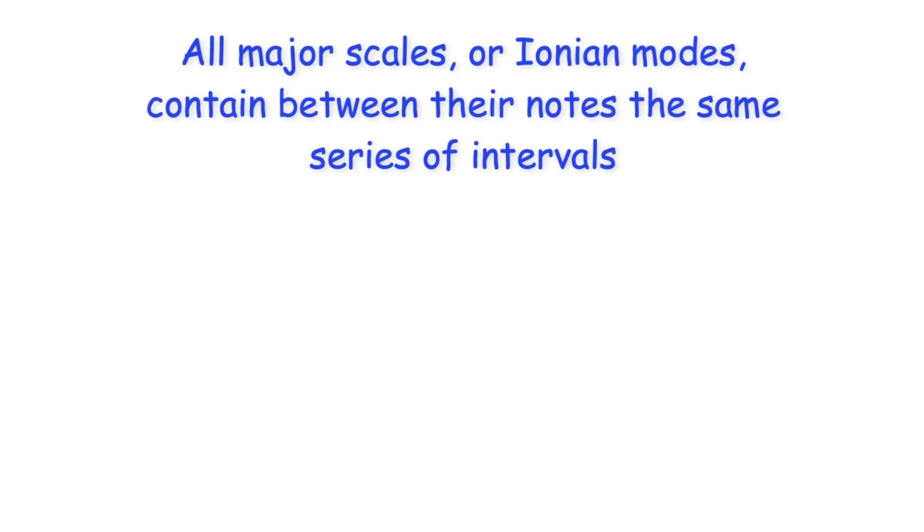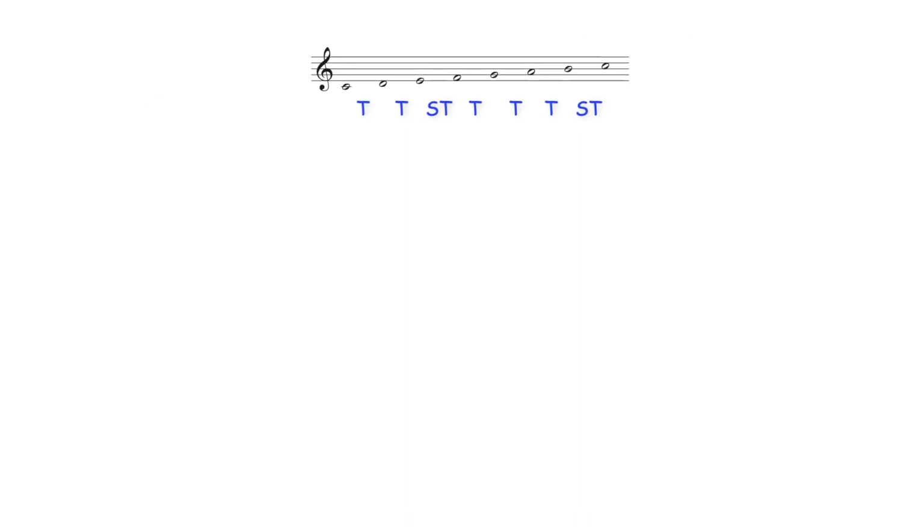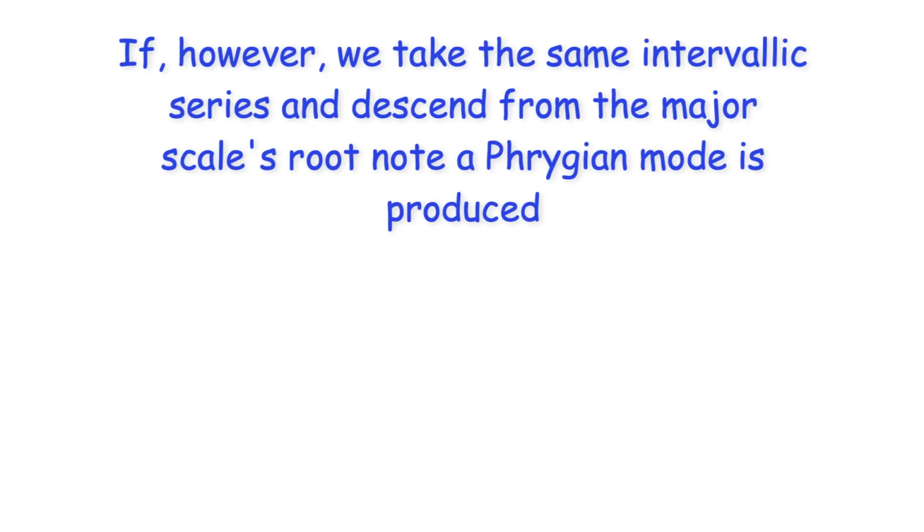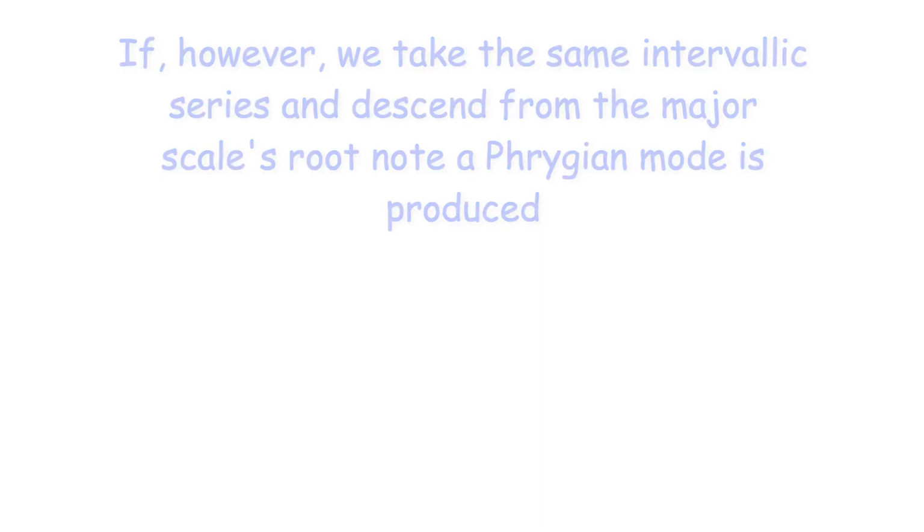All major scales or Ionian modes contain between their notes the same series of intervals. Using this intervallic series, ascending from the note C, for example, produces a C major scale, ascending from the note F produces F major, and so on. If, however, we take the same intervallic series and descend from the major scale's root note, a Phrygian mode is produced. Descending from C, for example, produces the C Phrygian mode.